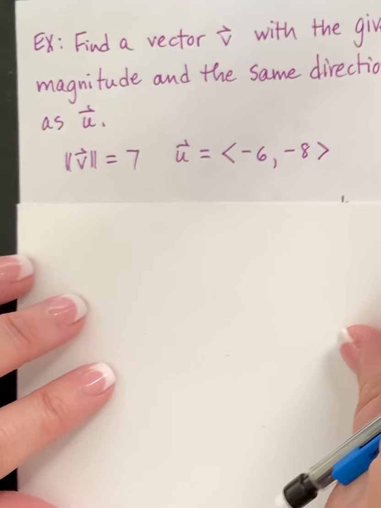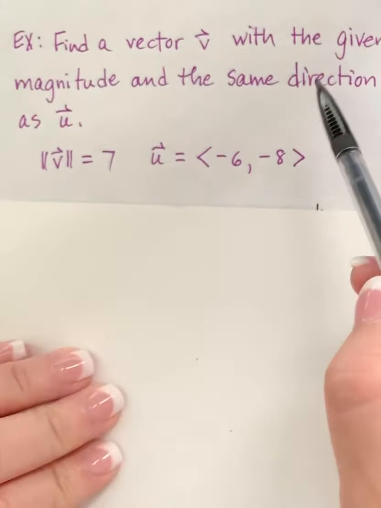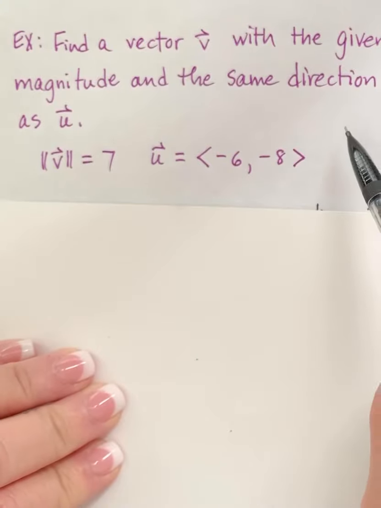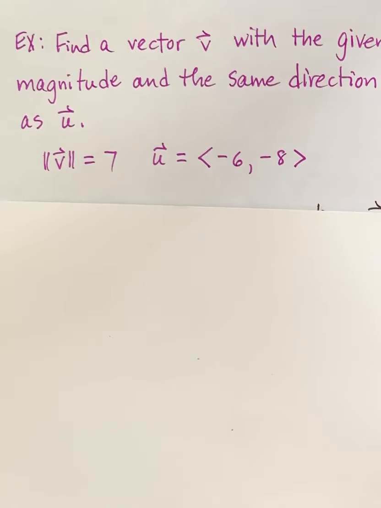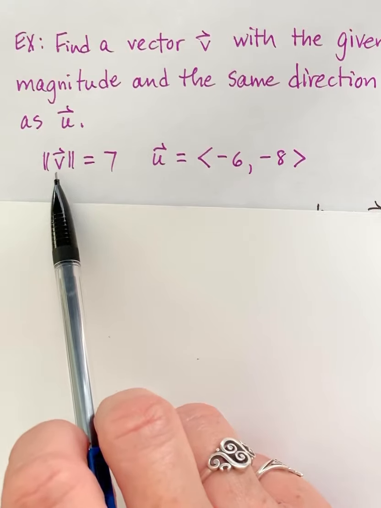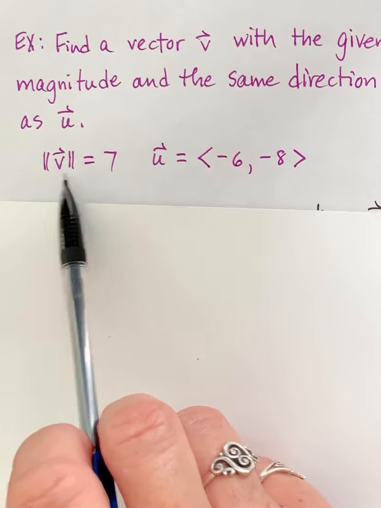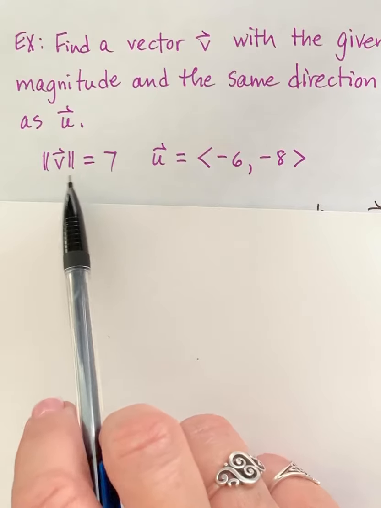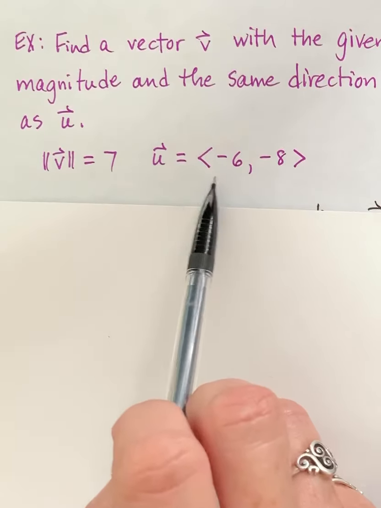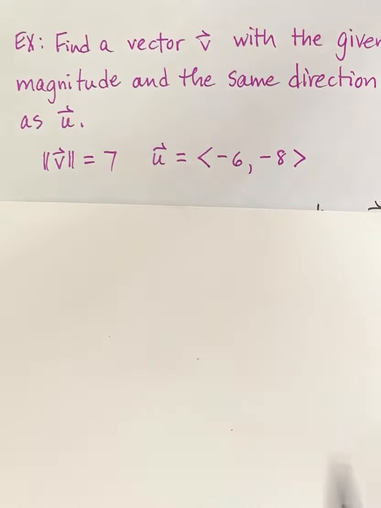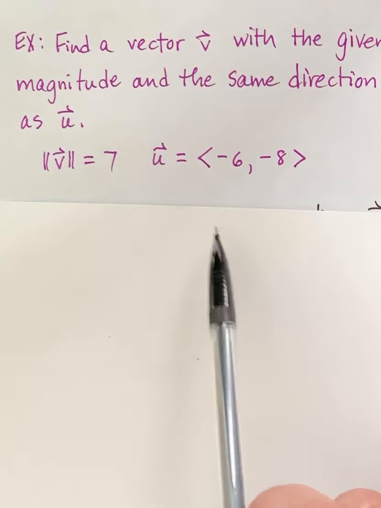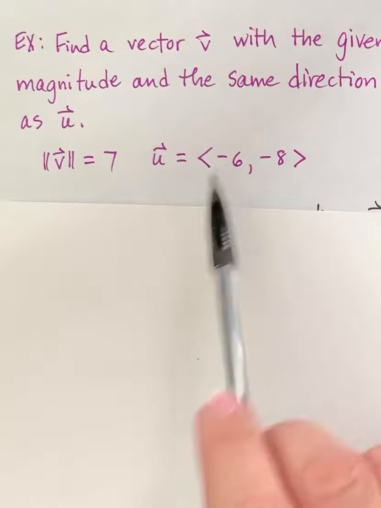One last typical problem is find a vector v with the given magnitude and the same direction as vector u. So we've got two different vectors, but we want to find a vector that has a certain length and a certain direction. They give us the magnitude of v. We want the vector that we're looking for to have a magnitude of 7, but we want it to be in the same direction as u. So basically, you'll be multiplying u by a positive scalar, because when you do that, it'll still be in the same direction.